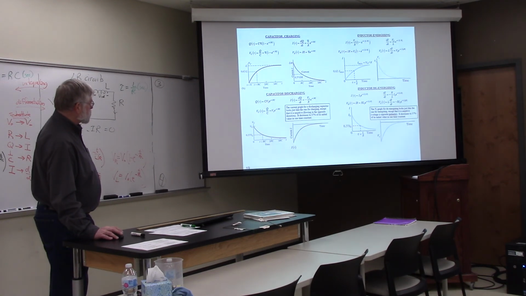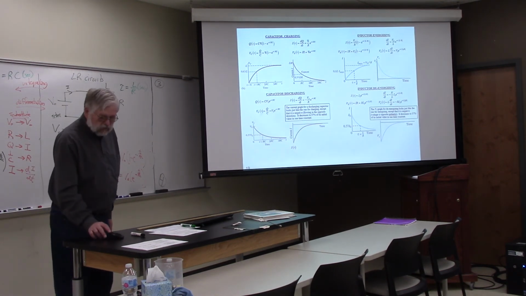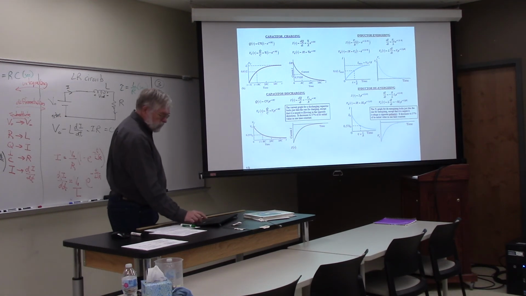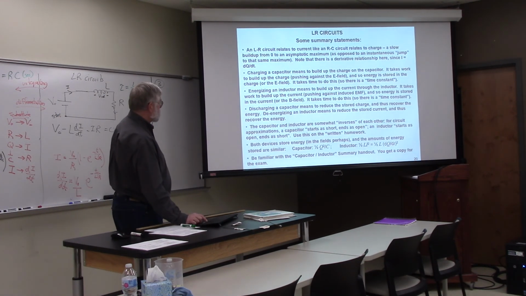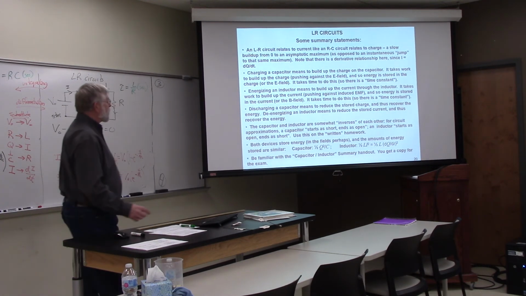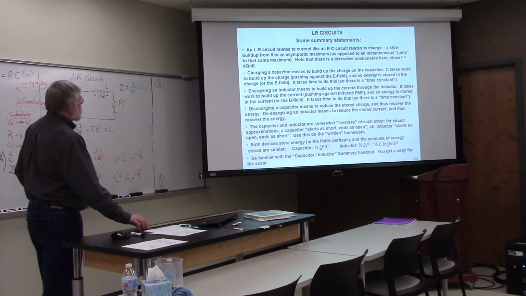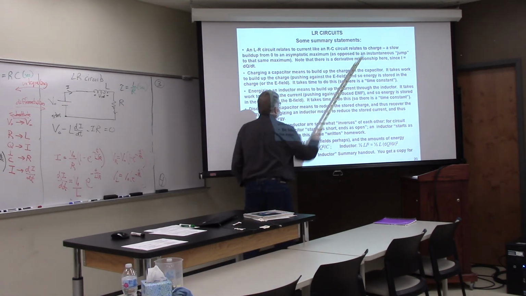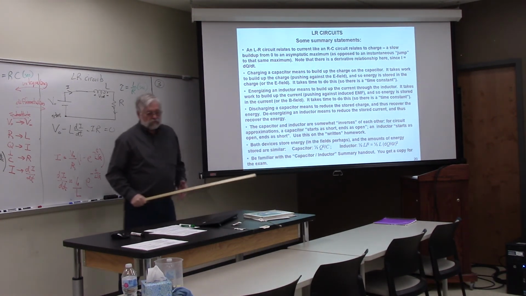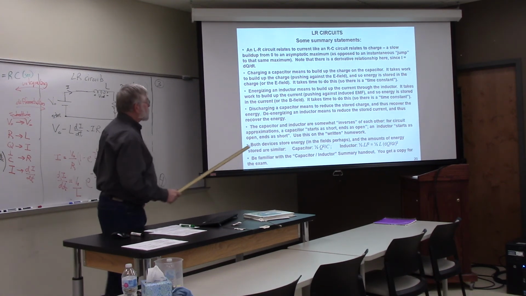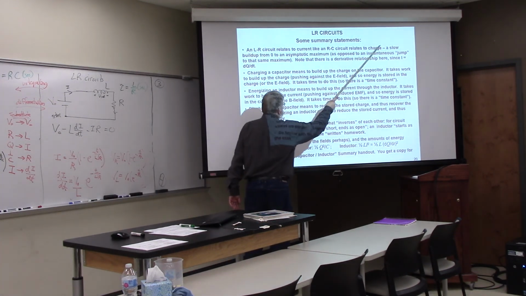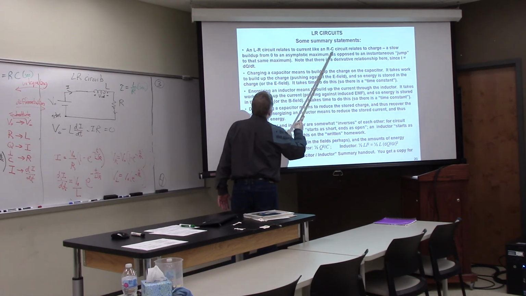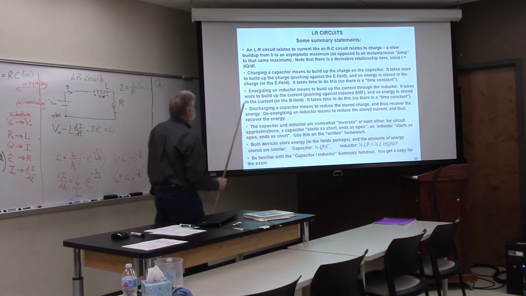We're just about done with this lecture, which is good because it's been 51 minutes or so. Here's a summary of what we've done today. An LR circuit relates to current the same way an RC circuit relates to charge. So again, there's that differentiator thing. How do you get from charge to current? You differentiate. So you differentiate an RC circuit, you get an LR circuit.